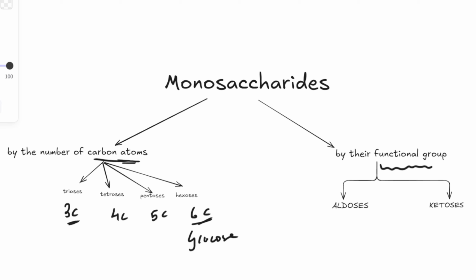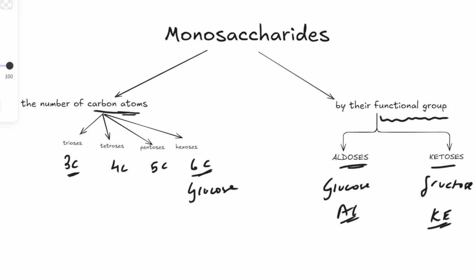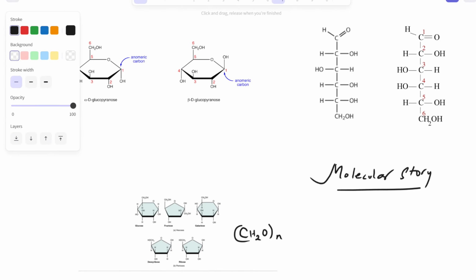The second is by their functional group. So aldoses have an aldehyde group, example glucose and galactose, or ketoses with a ketone group, example fructose. Remember, a simple way to recall this: aldoses have an aldehyde, ketoses have a ketone, right? It's easy. Now the fascinating bit: chirality.